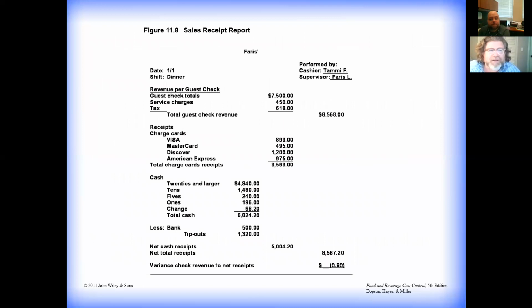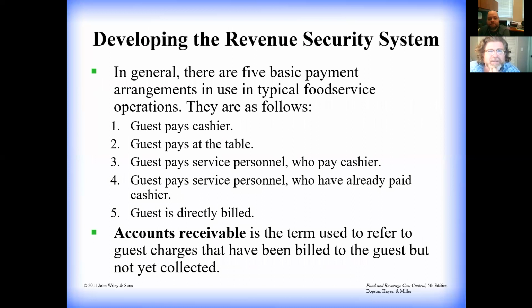I'm going to skip, here's the sales report. I'm going to skip through this. It's pretty self-explanatory, and that just pretty much tells you what needs to add up to what. So here, these are the ways that money goes from the guest to your operation.